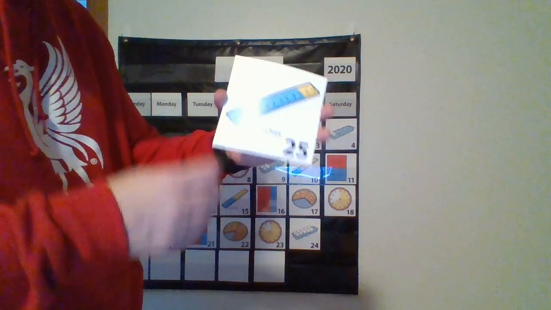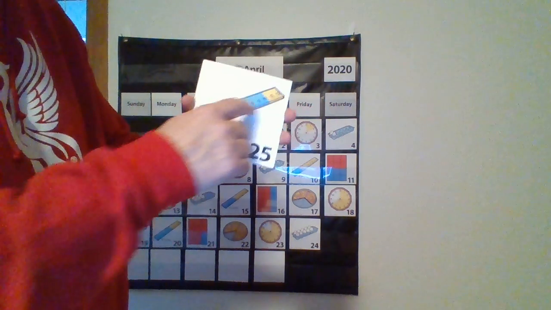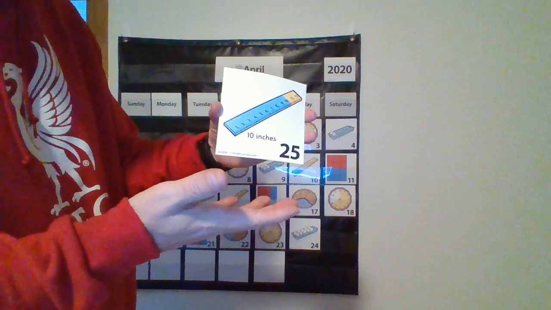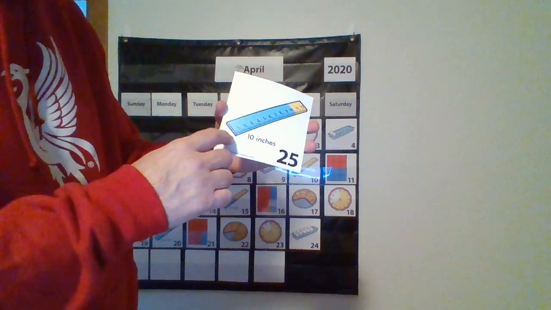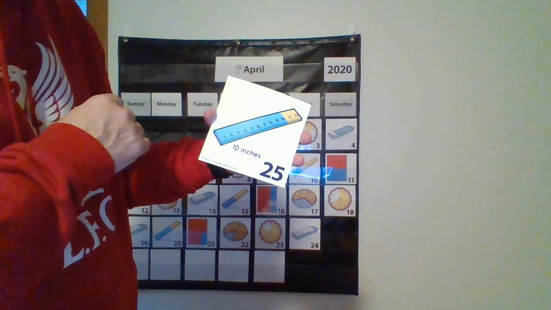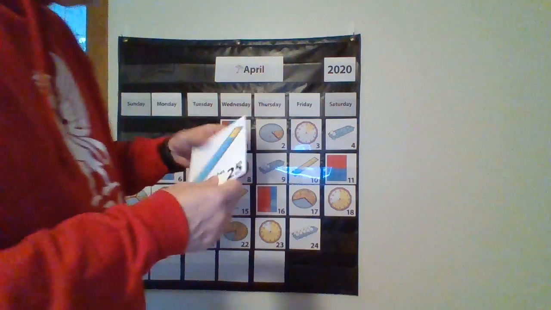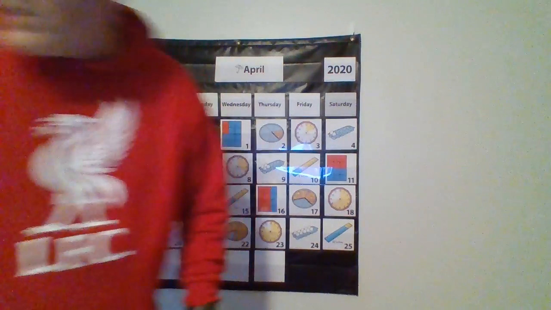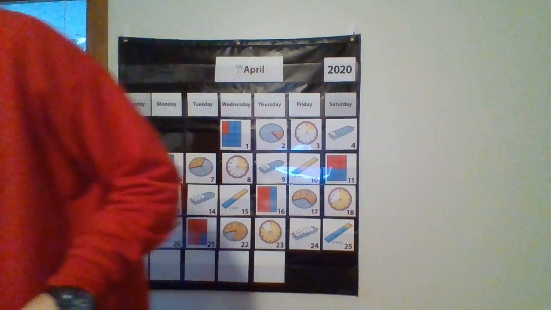So we have a ruler. Again, this is out of 12 inches. 12 inches is a foot. That's a common measurement. We have 1 through 10 marked out. So 10 out of 12. What's an equivalent fraction for 10 out of 12? We talked about that last time.